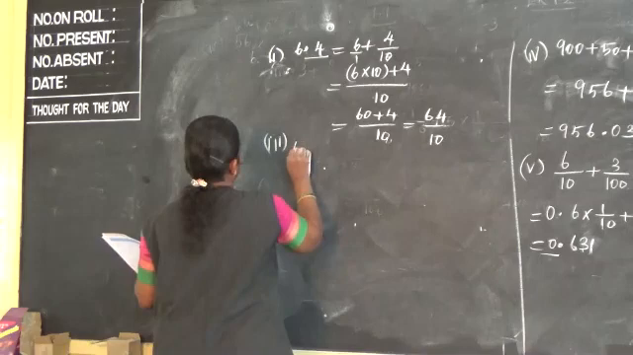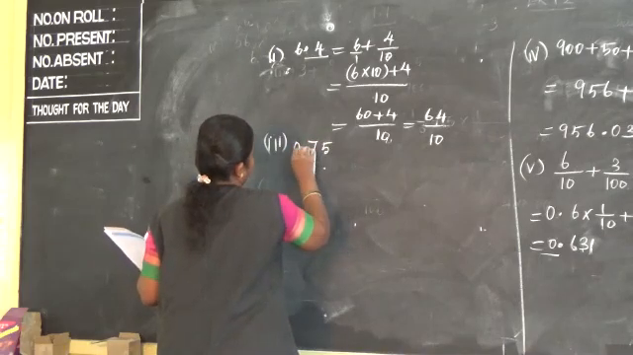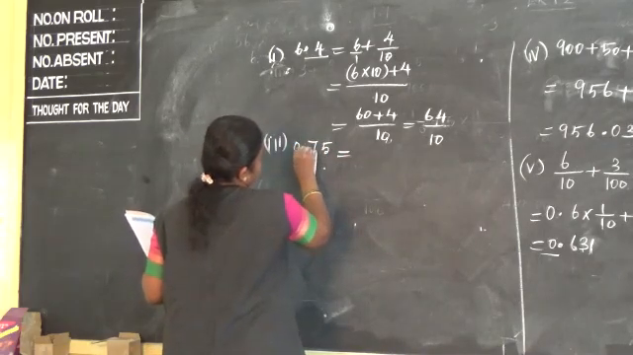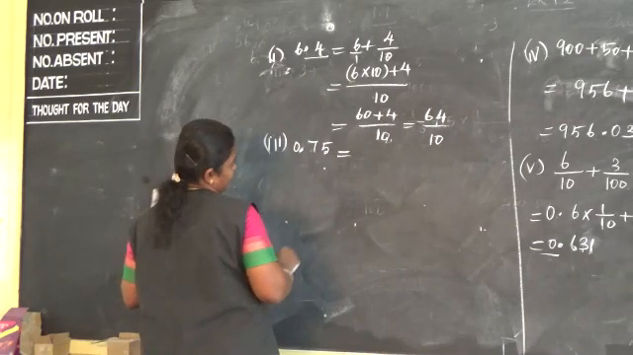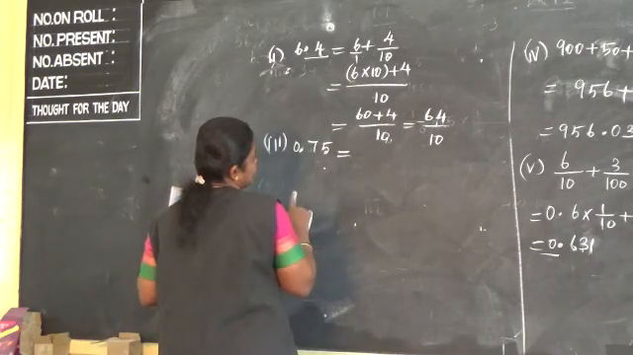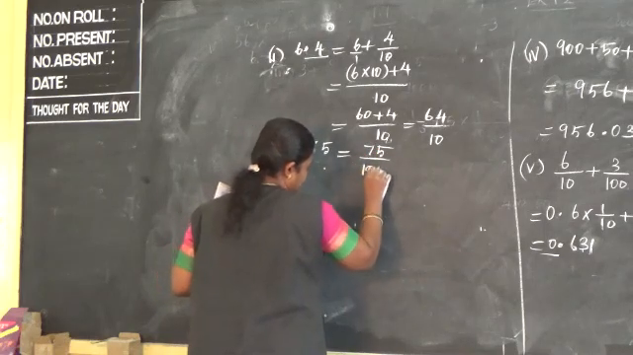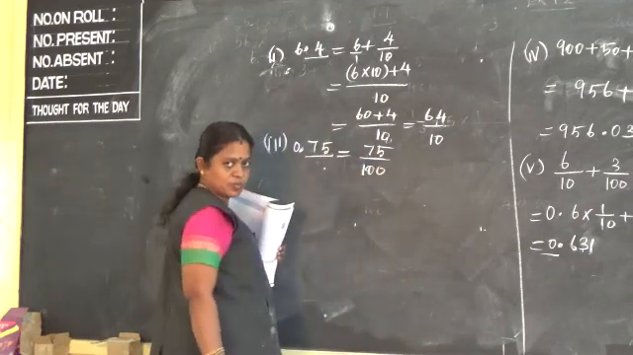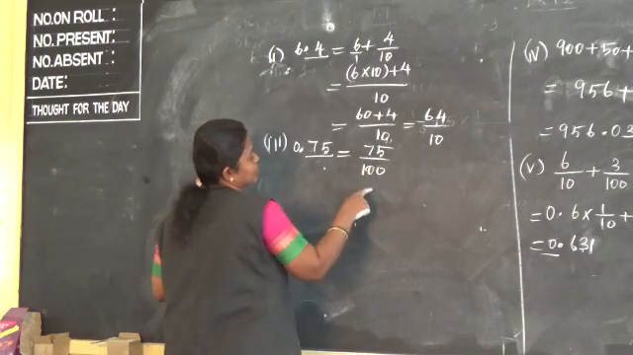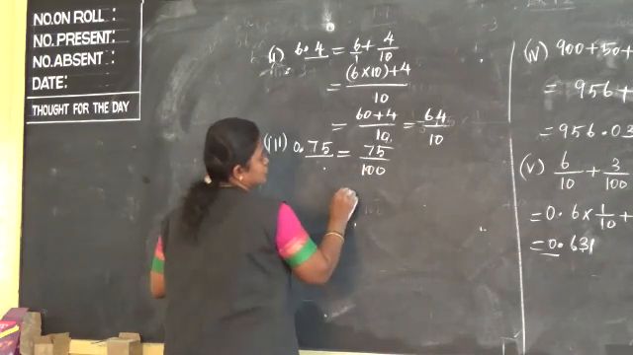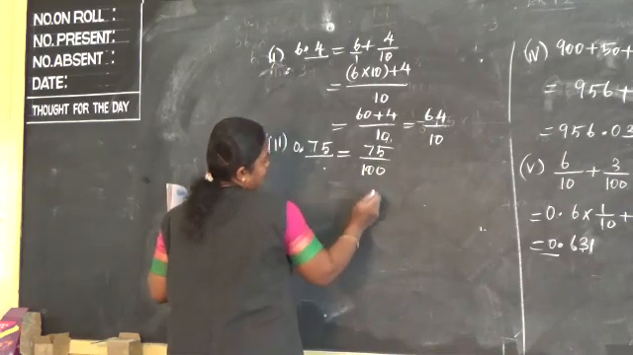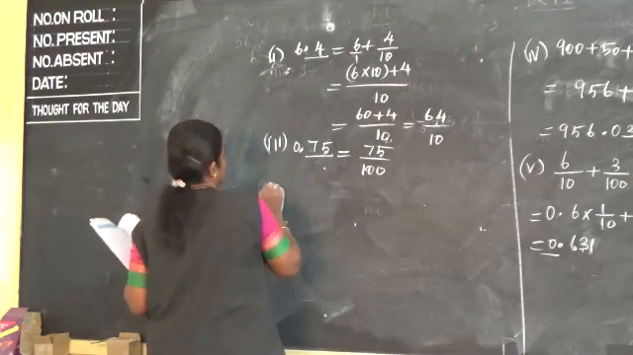Come to the third subdivision, 0.75 is given. So, only the decimal part was there. So, 75 by 100. Here 2 decimal places were there. That's why I am keeping 100 down. So, 75 by 100 was that answer.